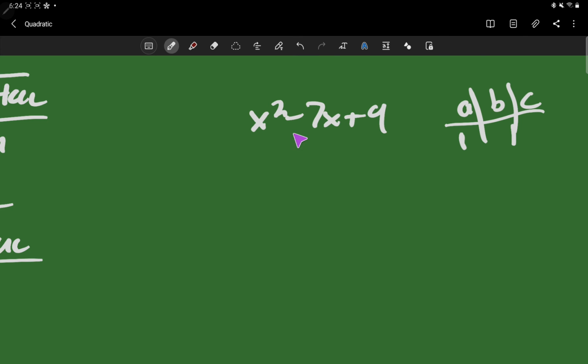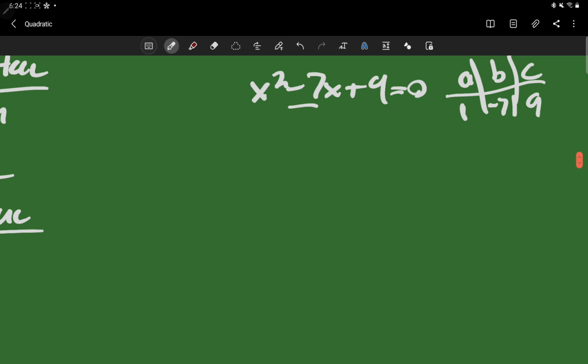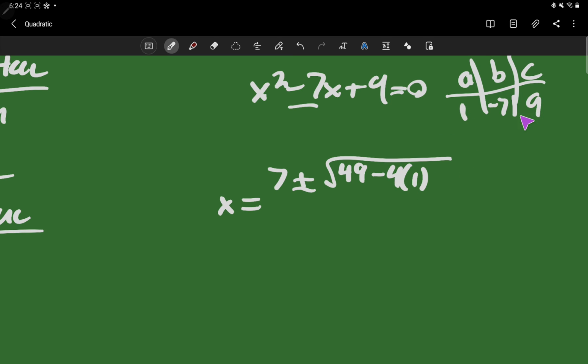What would our b be? Well, our b would be minus 7. And what would our c be? It would just be 9. So now we can use our formula if we were finding out where this is equal to 0. So we say x is equal to negative b. Well, negative negative 7 is just positive 7, plus or minus the square root of b squared, that's going to be negative 7 squared, just 49, minus 4, our a is just going to be 1, and our c is going to be 9, all over 2a. 2 times 1 is just going to be 2.